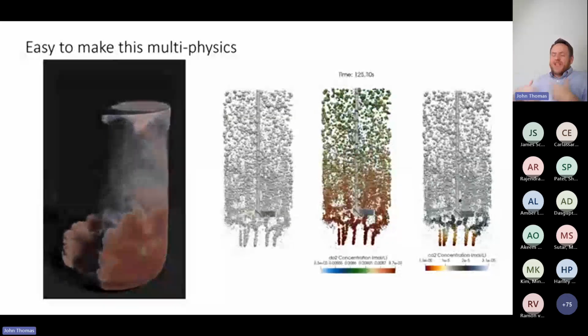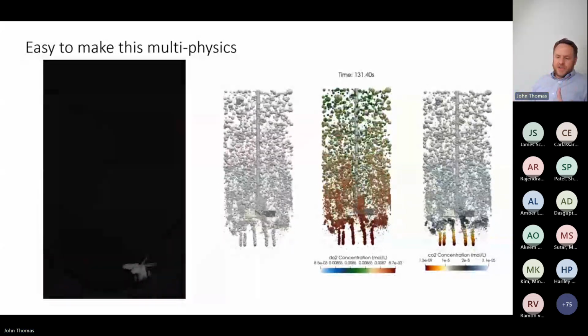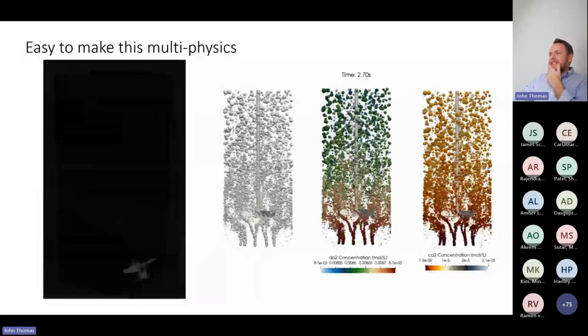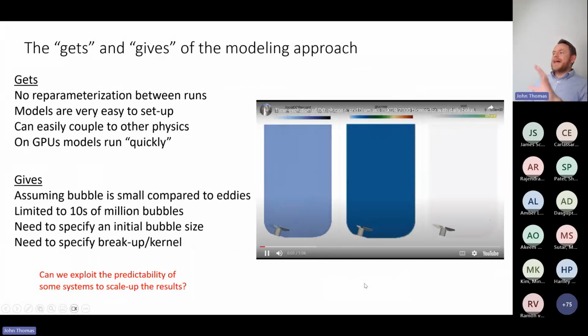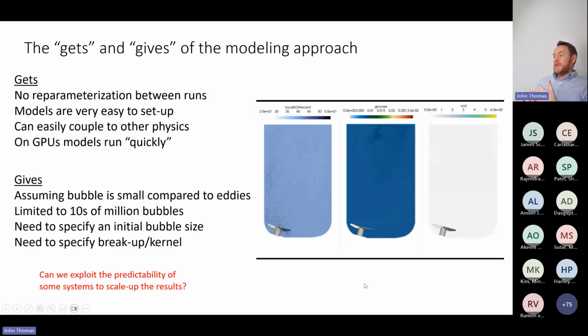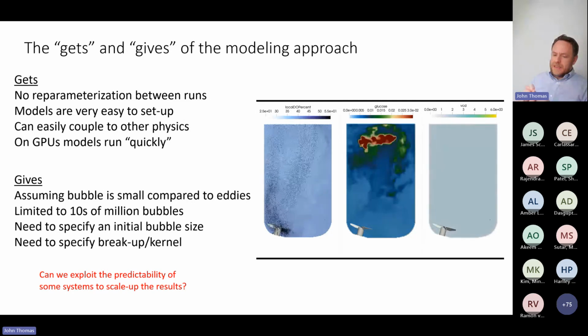So it's very easy to make these multi-physics, which is nice. But again, importantly, I do have to specify some physics, as it were. So again, gives and gets. I'll go ahead and play this just from last time's seminar, because I think it really illustrates this. The gets, in principle, there's no reparameterization between runs. And I'll stand by that claim: the breakup and coalescence mechanics shouldn't be scale dependent.